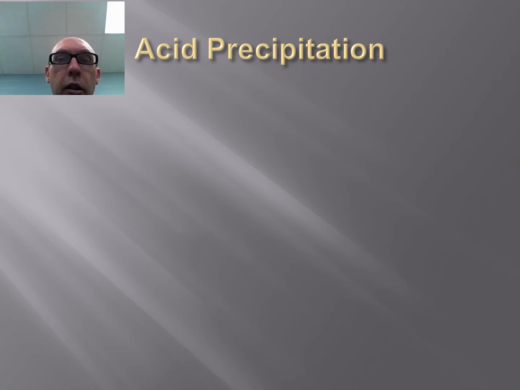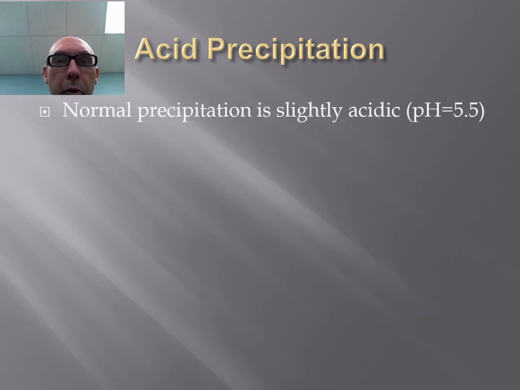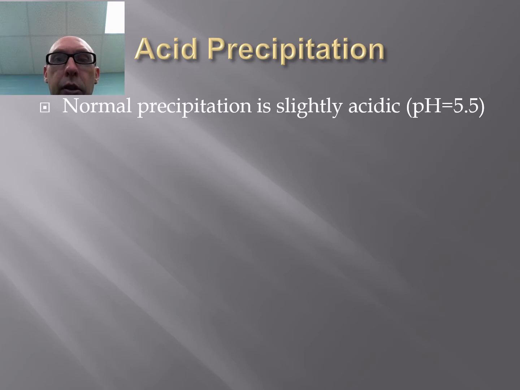Our second of 4 lessons dealing with acids and bases focuses in on the environmental issue of acid precipitation. First, let's have a look at what defines normal precipitation. This is precipitation, rain, snow, all these kinds of things, with a pH of 5.5, which is slightly acidic.